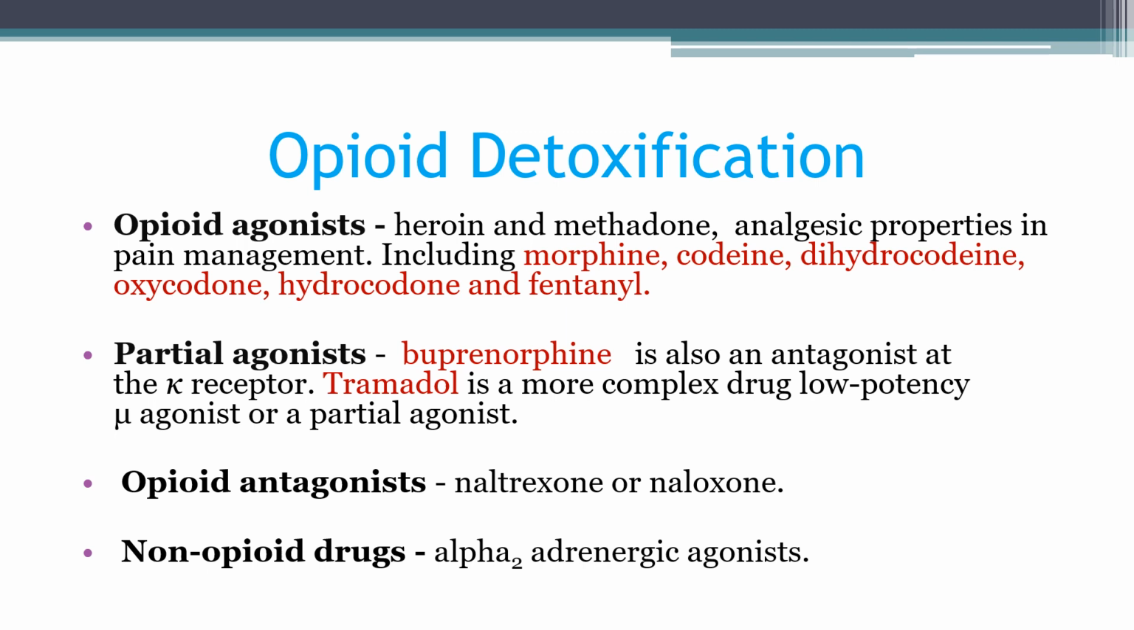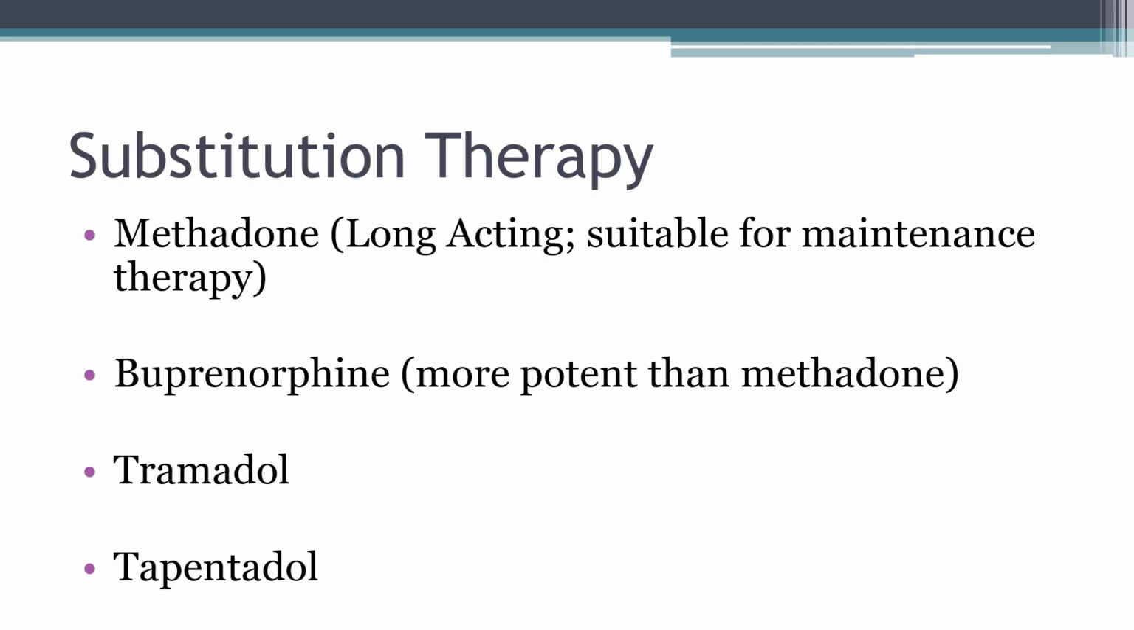For opioid detoxification, the various classes of drugs available are opioid agonists for replacement therapy, partial agonists also for replacement therapy, and opioid antagonists like naltrexone or naloxone as a blocking agent in relapse prevention. Non-opioid drugs like the alpha-2 adrenergic agonist clonidine are used for autonomic hyperactivity. For substitution therapy, the drugs mainly used are methadone, buprenorphine, tramadol, and tapentadol. Methadone and buprenorphine are approved drugs.